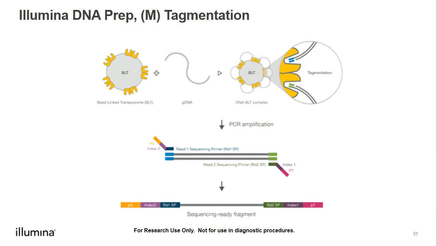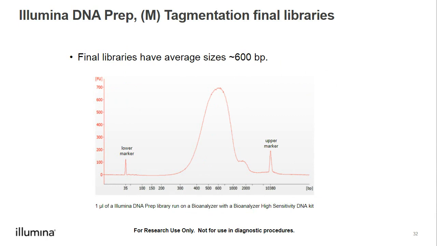Following the PCR, we use a 2-sided or double-sided bead-based size selection to remove the unwanted large and small library fragments and to purify the final libraries. Once the size selection is complete, we can proceed with library validation, quantification, and sequencing. Illumina DNA Prep with Tagmentation libraries have average sizes of approximately 600 bases. Distributions will start around 300 bases and extend to 1 to 2 kb.